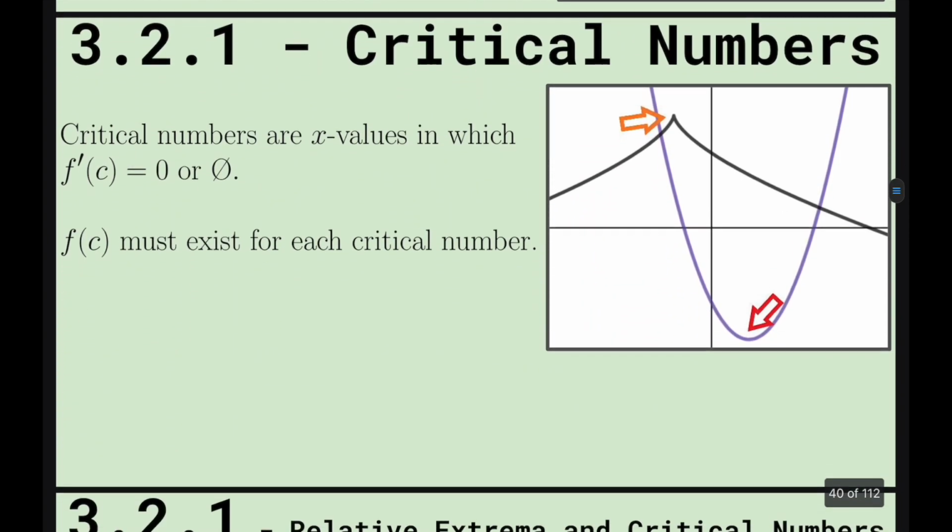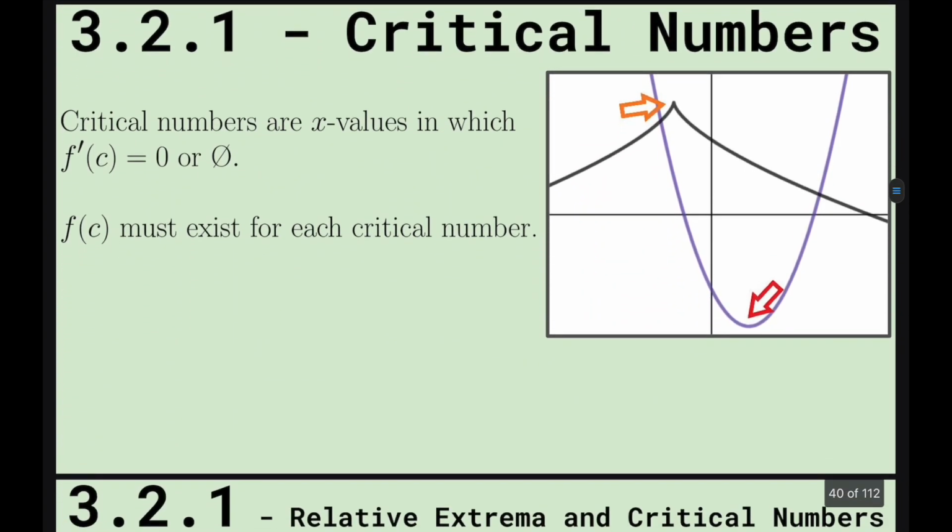Critical numbers, I already said, are where the derivative is equal to 0 or undefined. That's what it says right here. Critical numbers are the x values in which the derivative is equal to 0 or undefined, and it also has to exist. If there's no point there, then there is no critical number. You'll notice there's a critical point there, and there's a critical point there, because the slope here is 0 and the slope here is undefined.